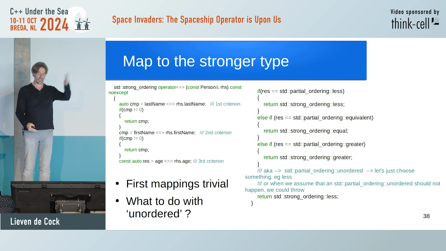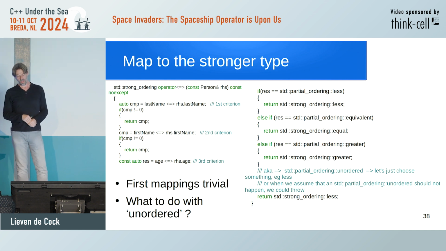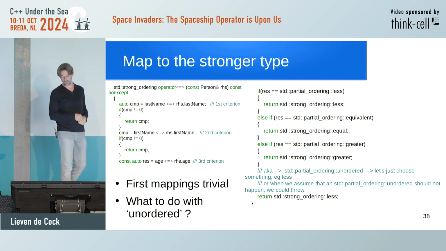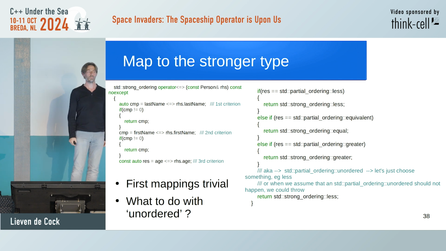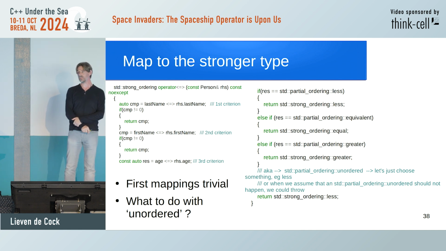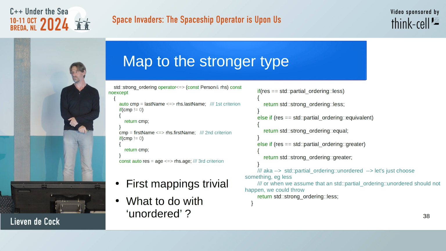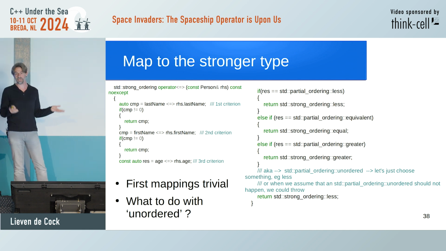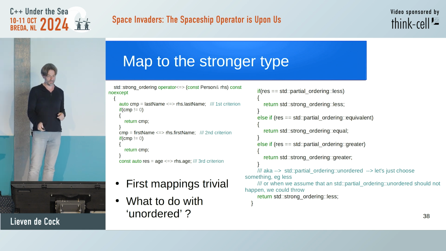So I say, okay, less is less. Equivalent, we make it equal. Greater is greater. And what do we do when it was the other option, unordered? Well, let's say less. Let's document it, that's our decision, and be done with it. In many use cases it will be okay, in some use cases it will not be okay, and then, yeah, we start to fight.